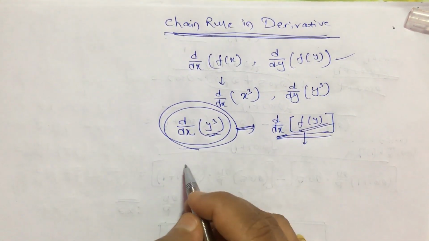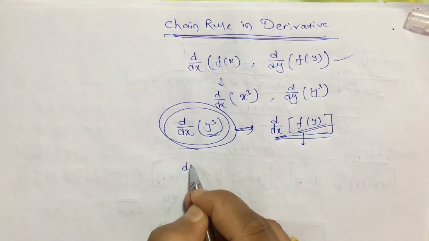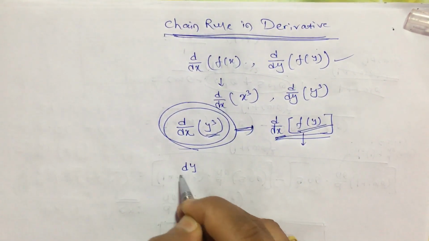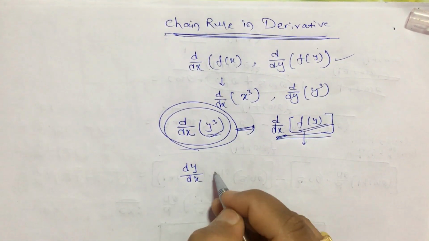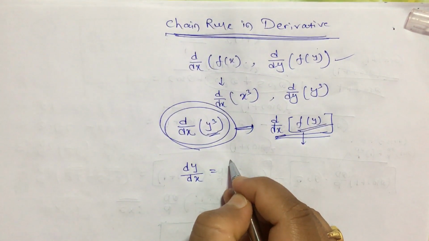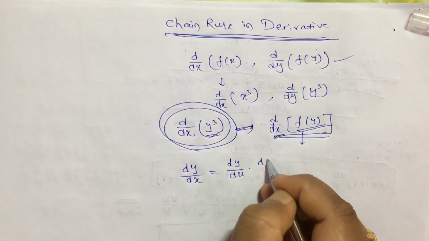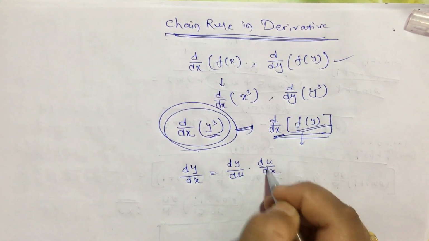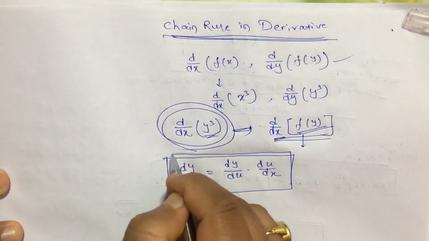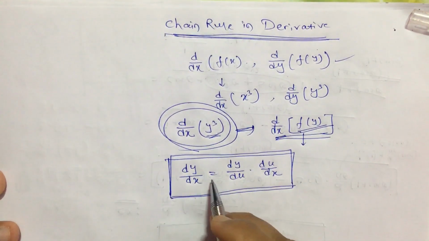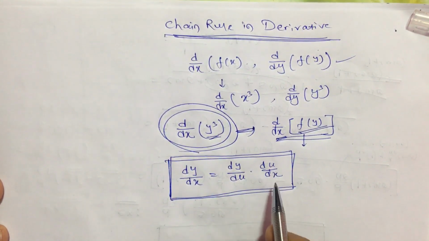First let me define what the chain rule is. The chain rule can be defined like this: if it is dy by dx, I can write it as dy by du into du by dx. This is known as the chain rule. If somewhere it is given as dy by dx, then you can write it as dy by du into du by dx.